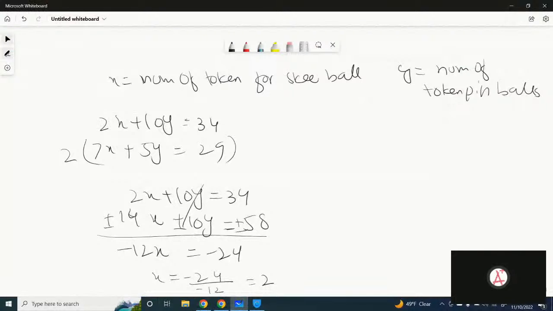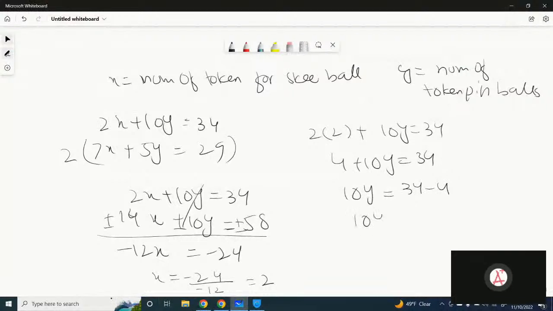Got it? Just put the value of x in any of the equations and you will get the value of y. Let's suppose I'm going to put x in equation 1. 2 times 2 plus 10y equals 34. 2 times 2 is 4, plus 10y equals 34. Move that 4 to the other side. It would be 10y equals 34 minus 4. It would be 10y equals 30 and y equals 3.